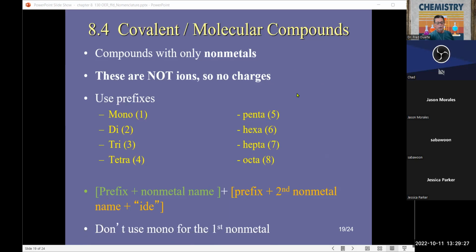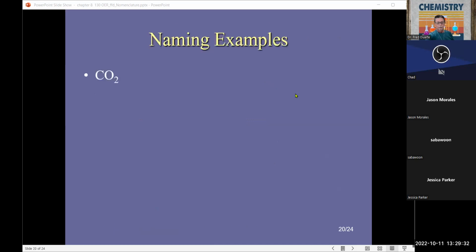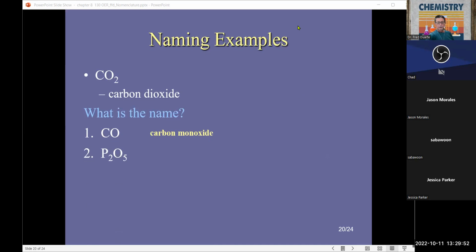All right, so as I stated here, we don't use mono if the first element is all by itself. So as stated, carbon dioxide, okay, no prefix. The first central atom is all by itself. All right. So this one here would be carbon monoxide. Okay. All right. Now let's break this down. The first non-metal would be considered the central atom. There's two of them. Yes, you can have more than one central atom.